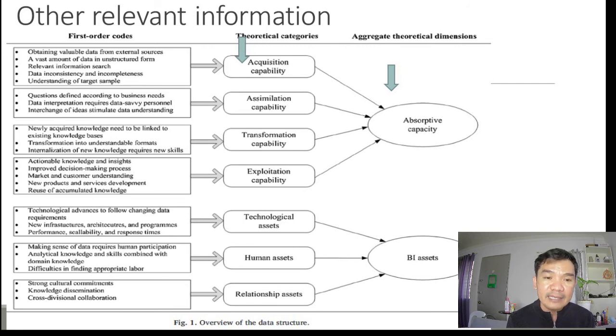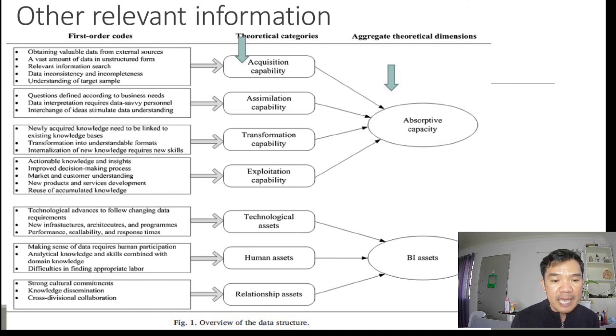And in this paper, they identify, from the perspective of the organization, what aspects need to be considered in order to increase acquisition and in return increase the absorptive capacity of the organization. The capability of the organization, or the absorptive capacity in general, also depends on the business intelligence assets, which are identified in this paper as technological, human, and relationship.